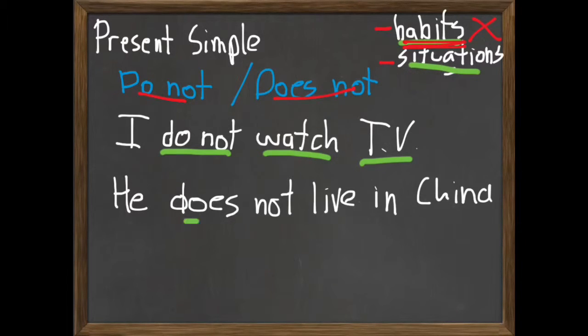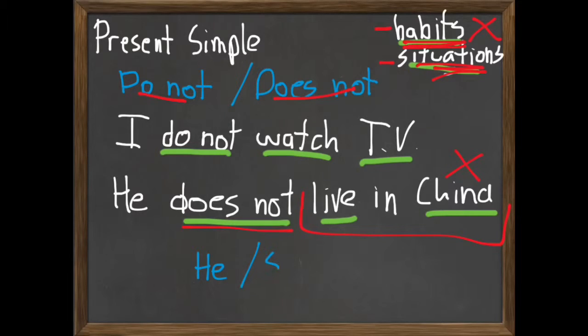Another example, he does not live in China. It's a situation, living in China, that is not true. He does not live in China. We will look at how to conjugate the present simple for he, she, and it, the third person singular, later on in this unit.